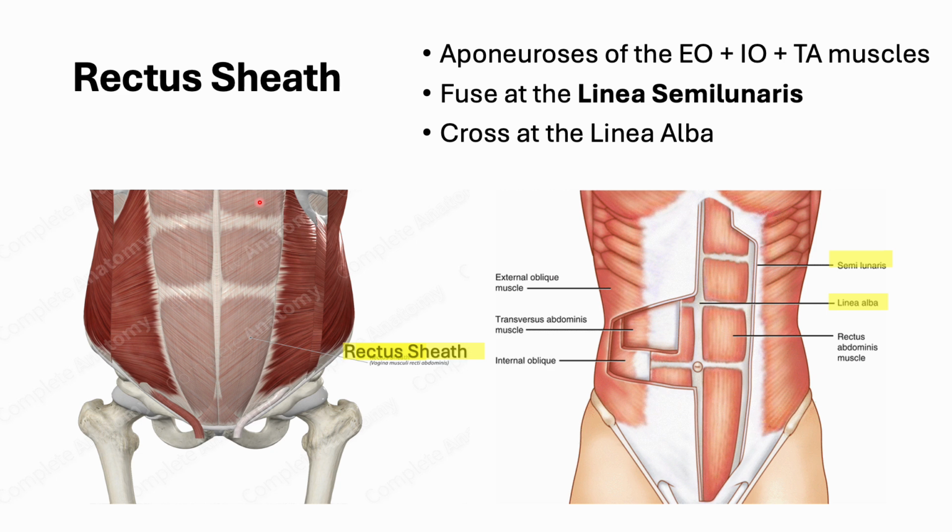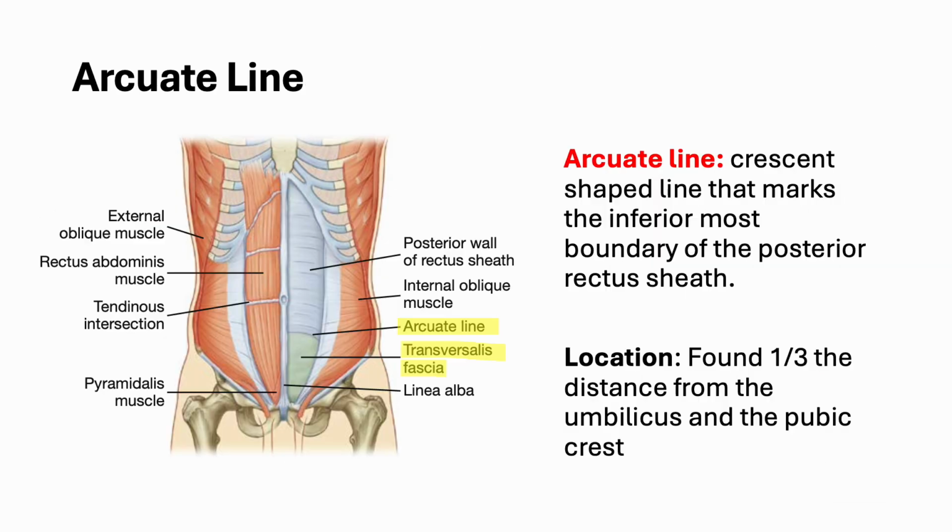And the rectus sheath is an aponeurosis of the external oblique, internal oblique, and transverse abdominal muscles. They fuse, so the rectus sheath fuses at the linea semilunaris. So that's what this is here and kind of over here. And then it crosses at the linea alba.